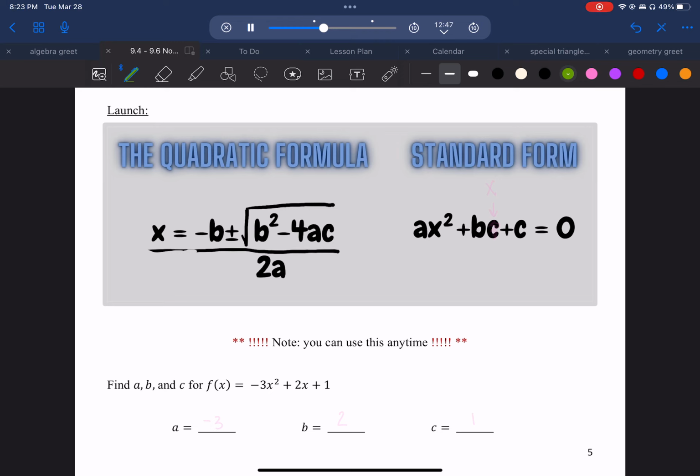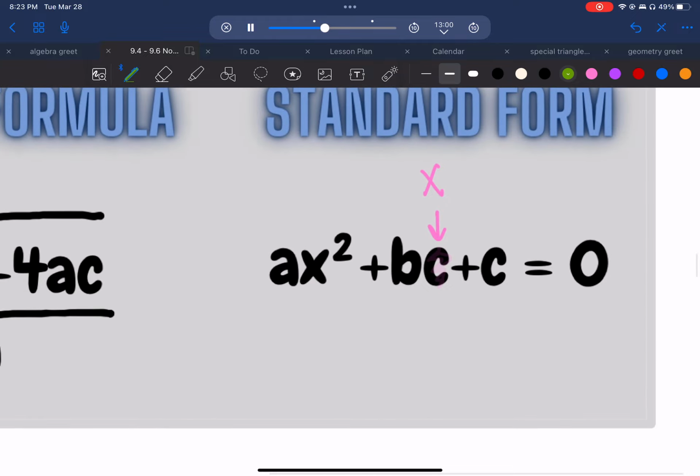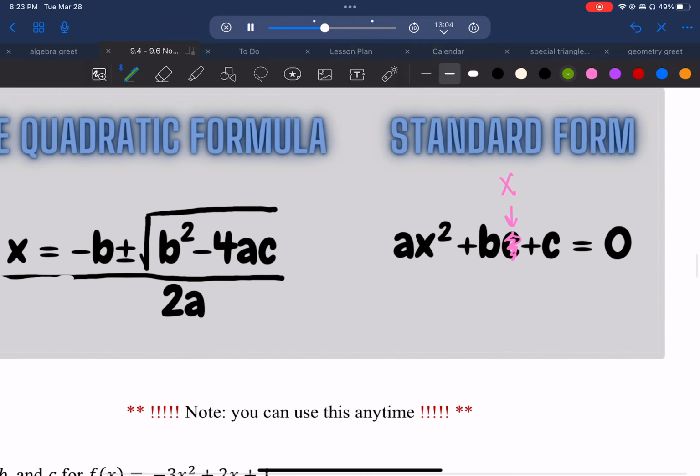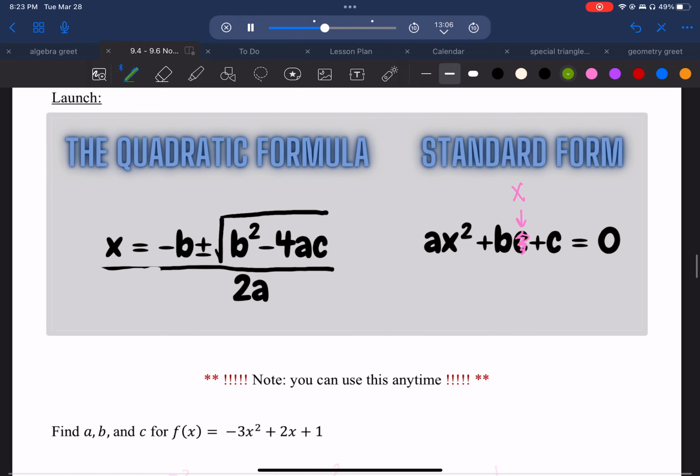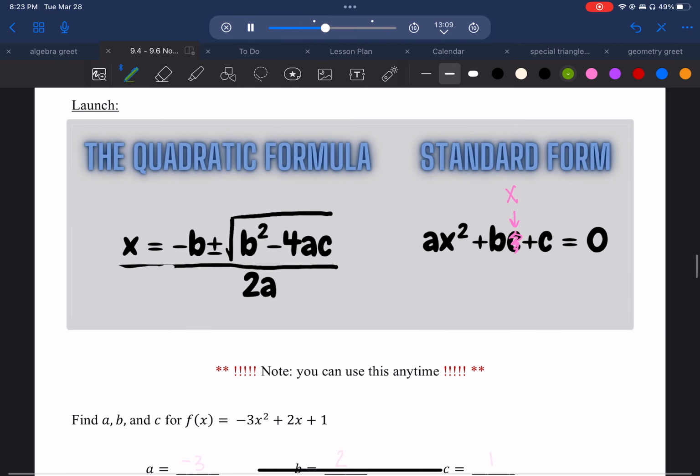And I just realized there's a mistake. That b or that c should be an x. Make that c an x. Cross that c out. That c should be an x. And this way and method of solving can be used anytime.